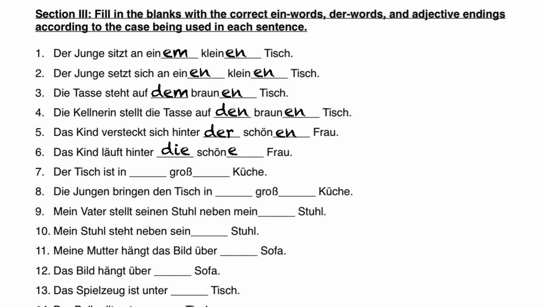thing. This one's accusative because the child was somewhere else and now is going behind the woman, and so this is a motion from one place to another, so we want to say, to where is the child running? To behind the woman. Nummer 7.